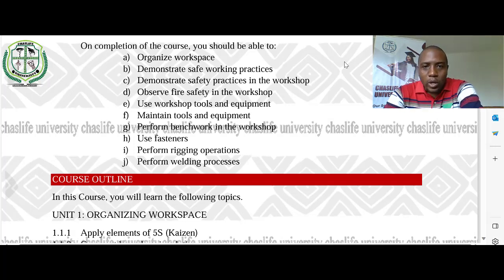Okay, so just the safe working practices: how do we work safely, but also how do we work in the environment itself, which is going to be safe enough for the next person and for ourselves as well. We're going to observe fire safety in the workspace. We're going to be able to use workshop tools and equipment properly and effectively as well. We're going to maintain the tools and the equipment themselves.